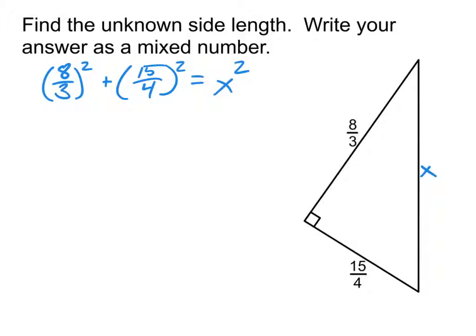Now remember yesterday we saw how to do these sorts where in order to square the fractions, we just square the top and square the bottom individually. So 8 squared is 64, 3 squared is 9. Plus, now we got to do 15 squared, which is 225, over 4 squared, which is 16, and that's going to equal x squared.